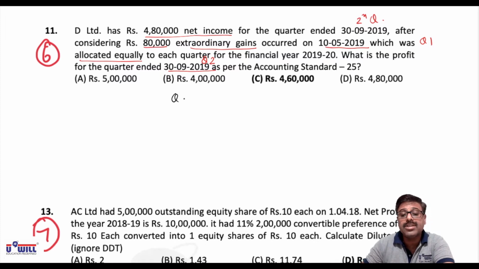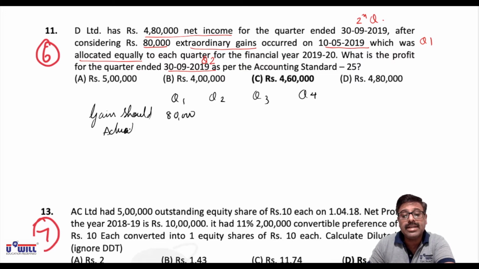So you'll write that workings quarter 1, 2, 3 and 4. Now what should have been done? 80,000 of extraordinary gain has occurred in quarter 1, so 80,000 should be taken in quarter 1. But what have we actually done? We have allocated it equally to each of the quarters, means 20,000, 20,000, 20,000, 20,000 we have taken in all the 4 quarters.